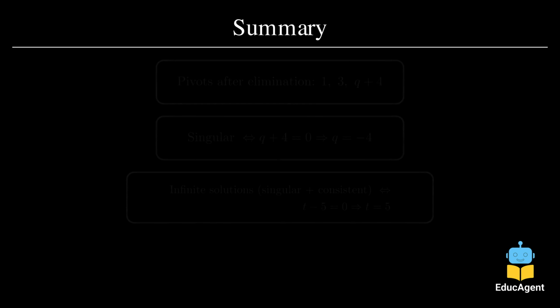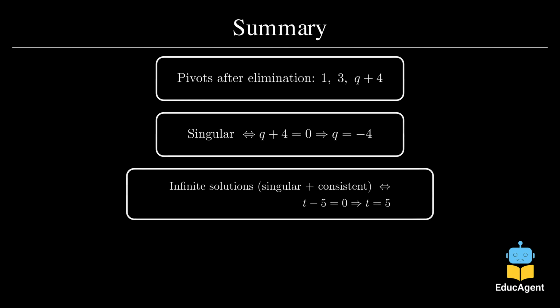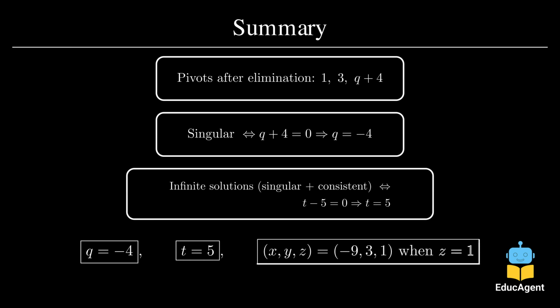Elimination reveals the pivots, and the last pivot plus the last right-hand entry tell us singularity and consistency. Those are the final results: when it's singular, when it has infinitely many solutions, and the requested specific solution.